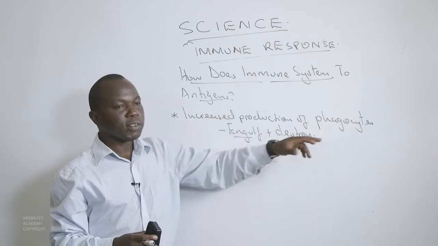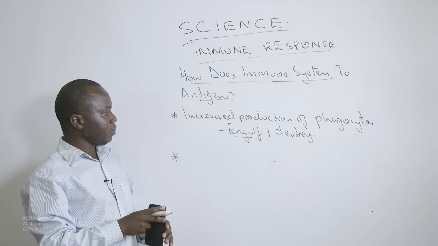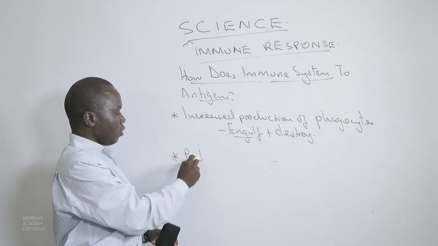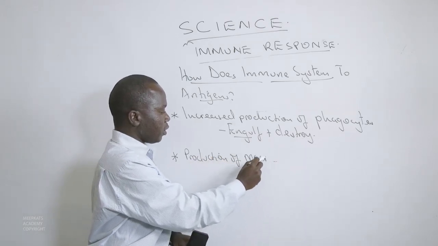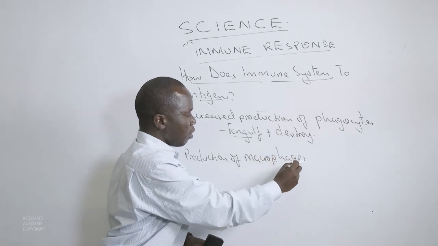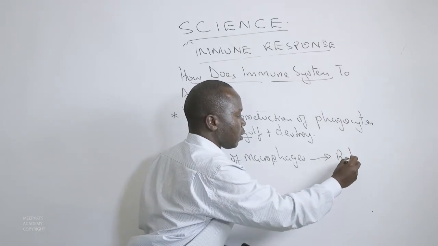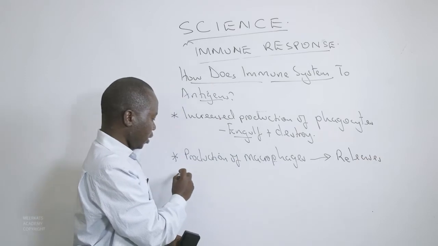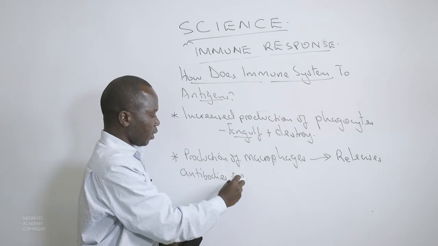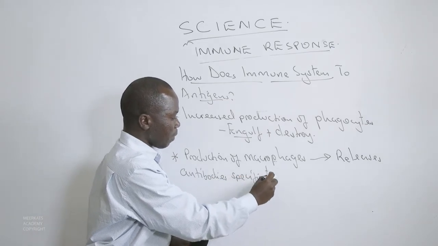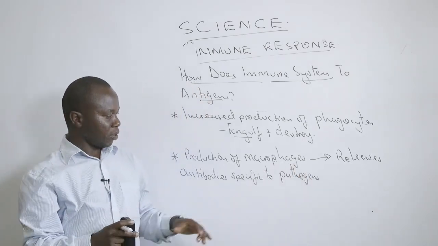And if phagocytes are not able to take care of the antigens, another mechanism comes in: production of macrophages. These macrophages will now release antibodies specific to pathogens or antigens. Specific to pathogens.